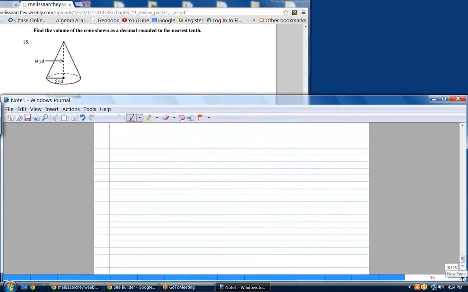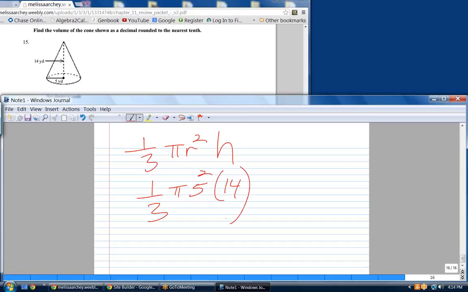Okay, the volume of the cone, what is it? 1/3 pi r squared times the height. Which in this case is pi times 5 squared, so 25, times 14. And notice the difference: for the volume of a cone, you use the vertical height. When you're looking at the lateral surface area of a cone, you use the slant height.